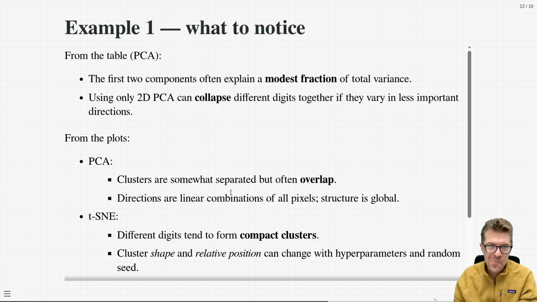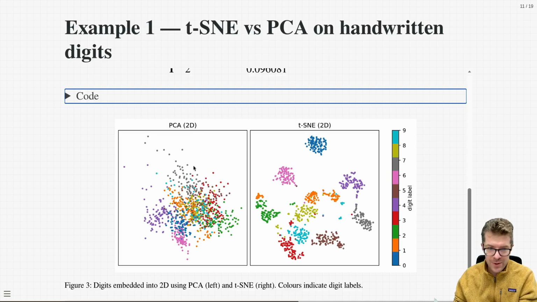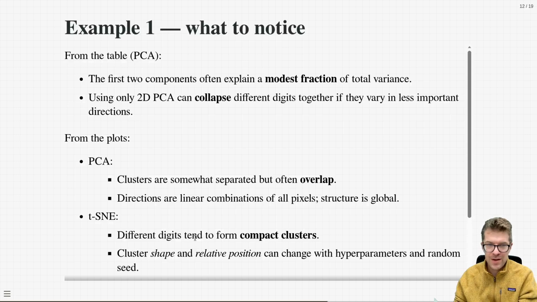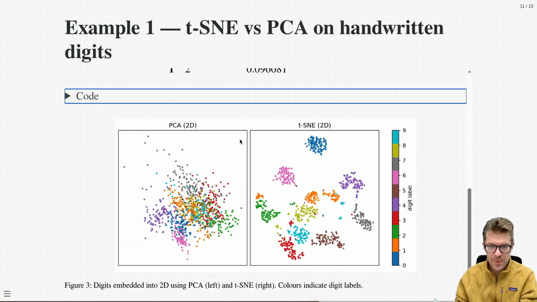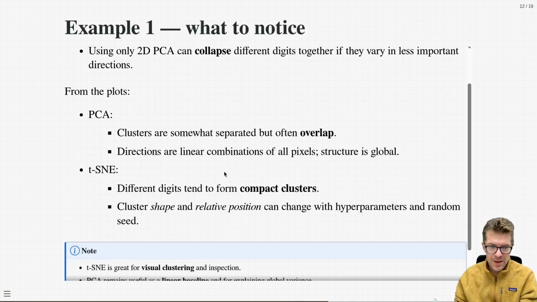Isn't that nice? So in the table in PCA, the first 2 components explain a very small amount of the total variance. Using only this 2-dimensional PCA collapses lots of digits together in a way that's not really acceptable. I get a big blob of a lot of different classes here that all kind of mix together in a way that might make classification difficult in 2 dimensions. From these plots, clusters might be a little bit separated. The 6s down here are quite different than the red 3s over there. But the directions are linear combinations of pixels. Directly, the structure is global through maximization of variance.